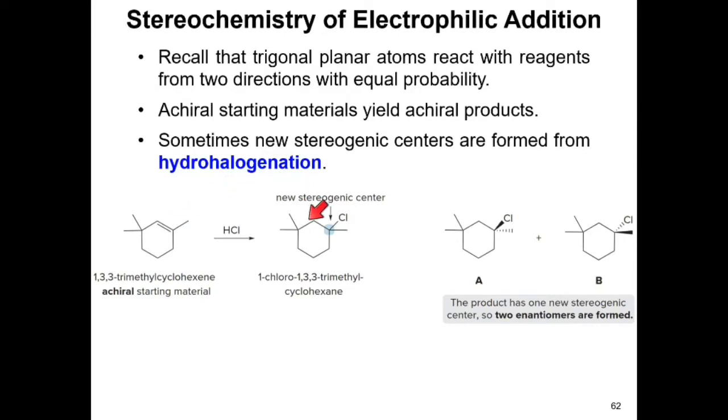And so what we have is 1-chloro-1,3,3-trimethylcyclohexane. Because this carbon that's bonded to the chlorine atom is a chiral center, or a stereogenic center, we have to take into account stereochemistry. And so we get a combination of products. Two enantiomers will be formed, so that means we have a racemic mixture here, racemization. Molecule A has the S configuration and molecule B has the R configuration.